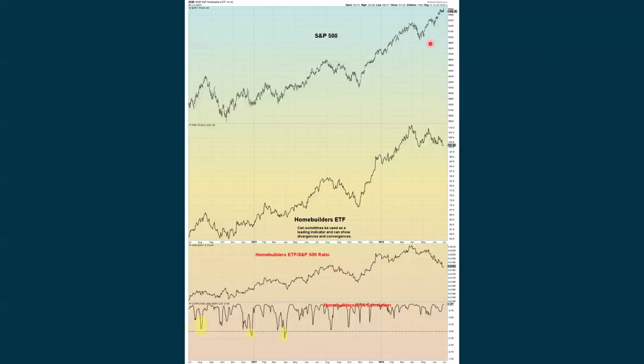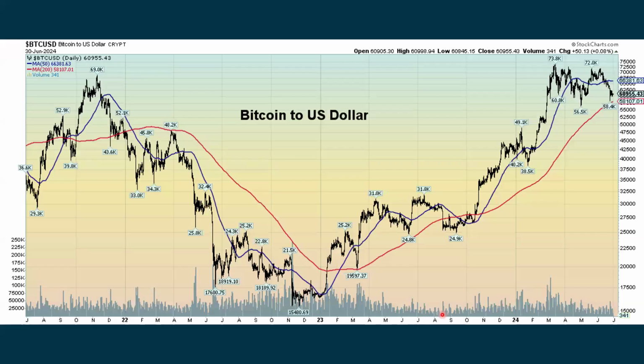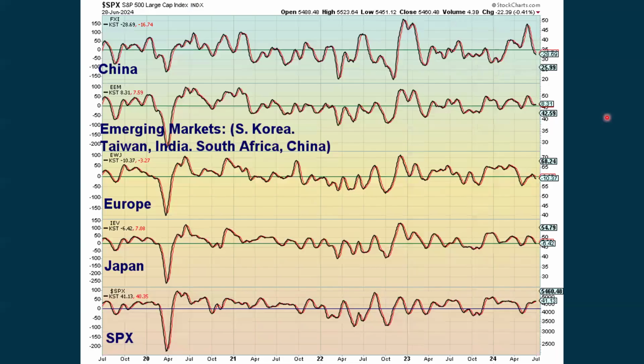Then we look at the S&P on top and the home builders ETF in the middle, and then do a ratio between the two. I'm looking for negative divergences here, and we're not seeing that. They're actually having a tendency to go in the same direction. Bitcoin, which went up above the 70,000 level, has since been pulling back, came down close to its 200-day moving average, and so far has been able to hang out above that. Here's a longer-term look at international stocks where China is still in a downtrend.